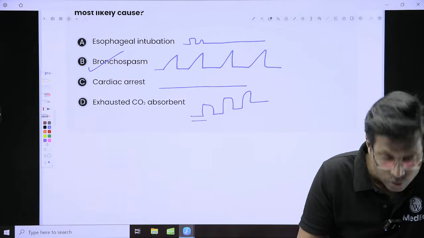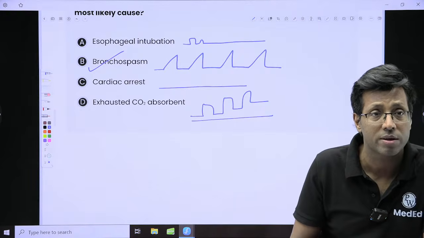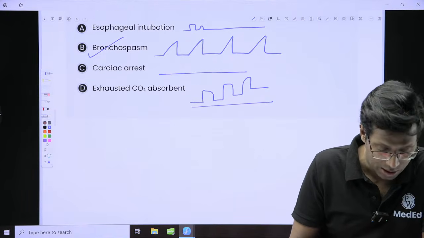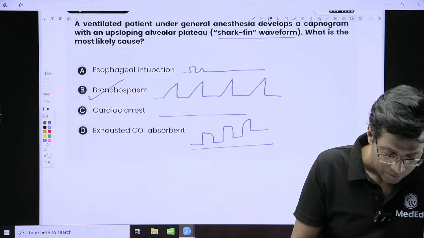All right, this is going to lead to a step ladder pattern. So yes, everyone is correct. B is the answer. Okay, bronchospasm.